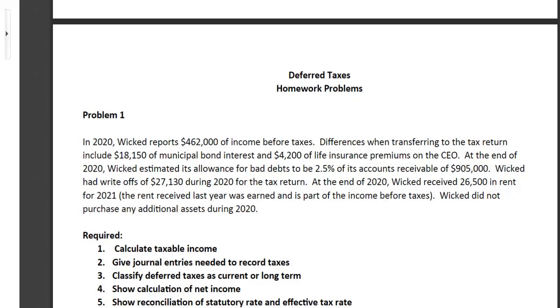Hello class, this is a review of the homework problems for deferred taxes for this week and how that might look in an Excel spreadsheet. So this is our problem.